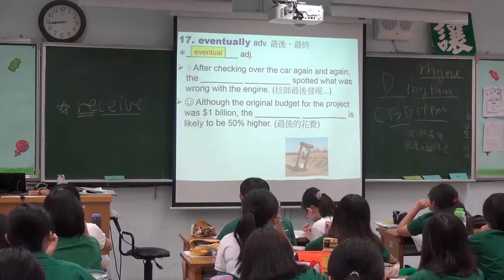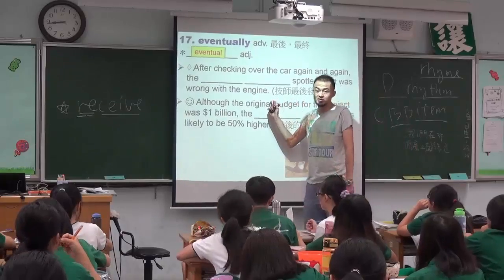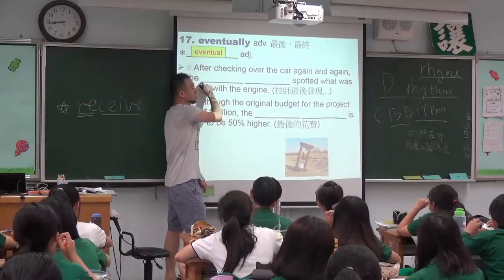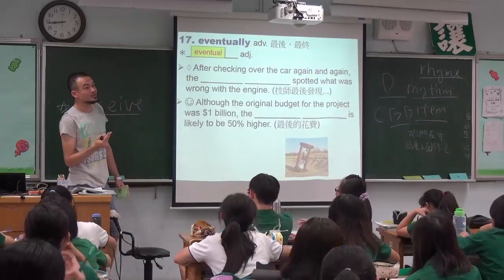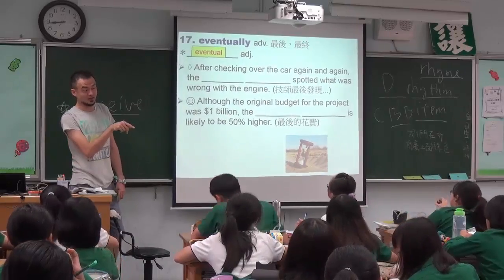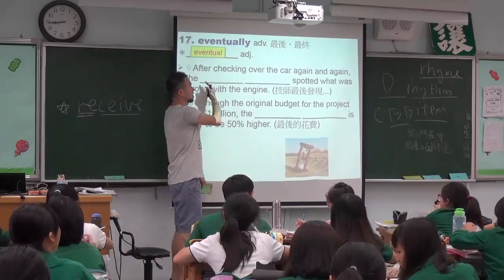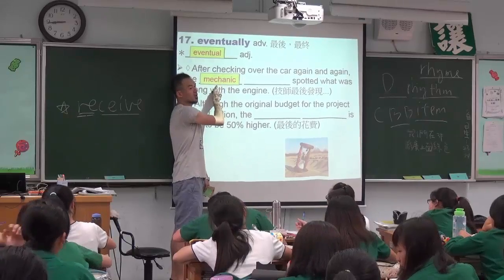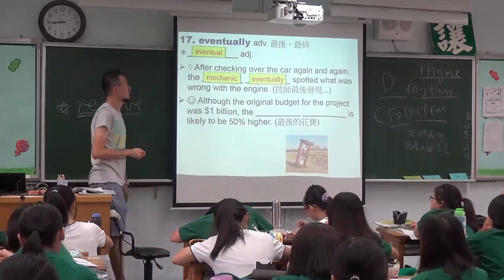Okay. And here the first example, after checking over the car, this guy who can fix machines. A guy who can fix machines. This guy beginning with the letters M-E. Mechanic. Yes, you got it. How do you spell the word mechanic? M-E-C-H-A-N-I-C. Yeah, mechanic. So here the CHA part is pronounced as in mechanic. Okay. And here just eventually spotted what was wrong with the engine.